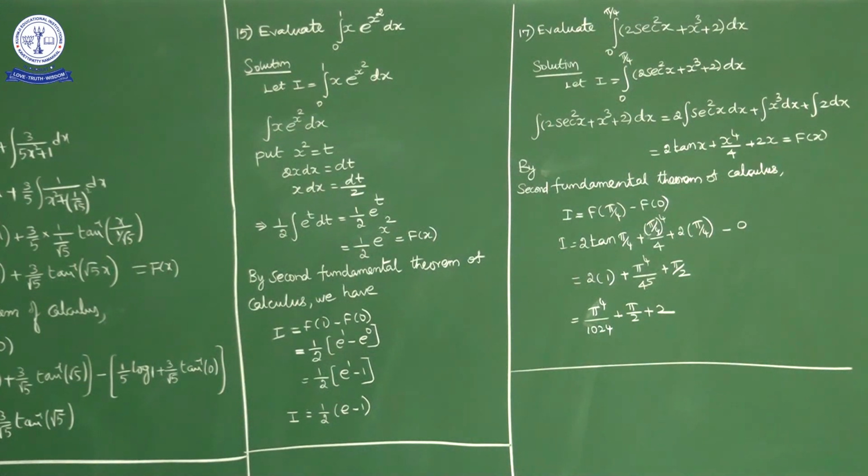So by the second fundamental theorem of integral calculus, I is equal to F of upper limit minus F of lower limit. So F of pi by 4 minus F of 0. F of pi by 4 means in place of x you write pi by 4: 2 tan pi by 4. Tan pi by 4 is 1, so 2.